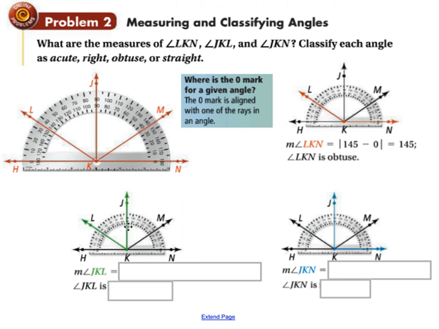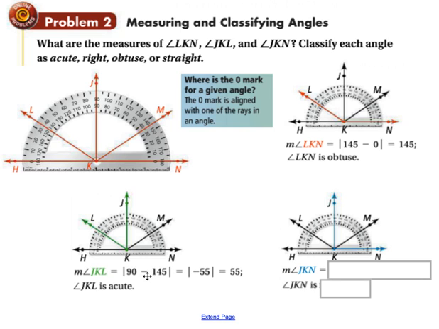Let's go ahead and look at the next one, which is angle JKL. Angle JKL, this one in green, looks like an acute angle. It's less than 90. And its measure is 90 minus 145, which gives us negative 55, but we take the absolute value, so we have a 55-degree angle. So that was between 0 and 90.